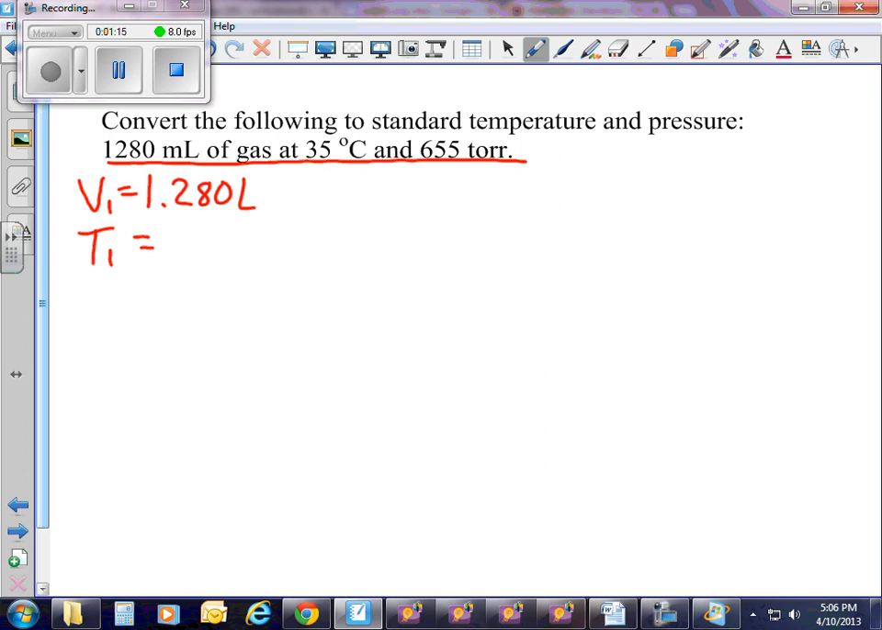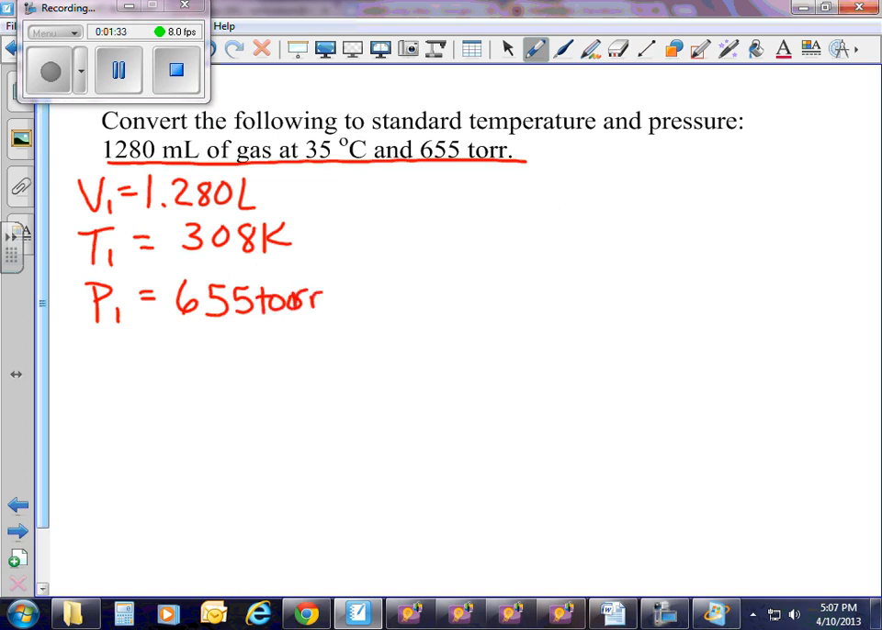Temperature, so T1 is 35 degrees Celsius. I need to convert that to Kelvin, so I'm going to have 308 Kelvin. And the last one, torr, that deals with pressure. So I know it has 655 torr.